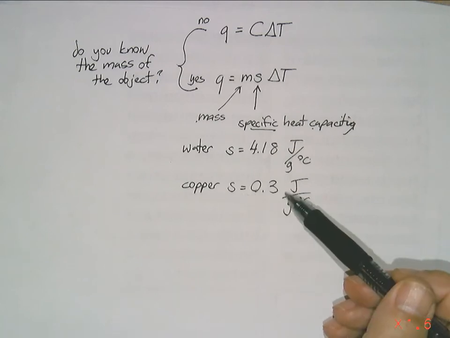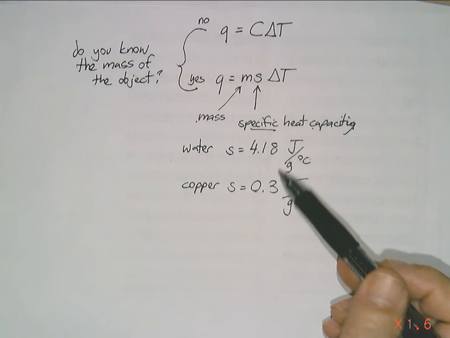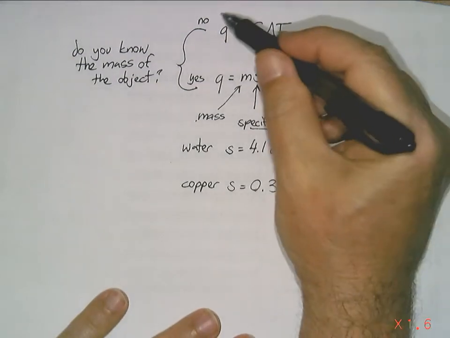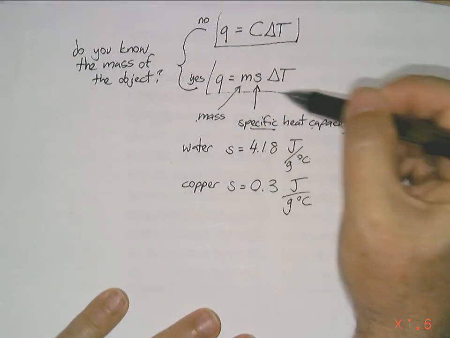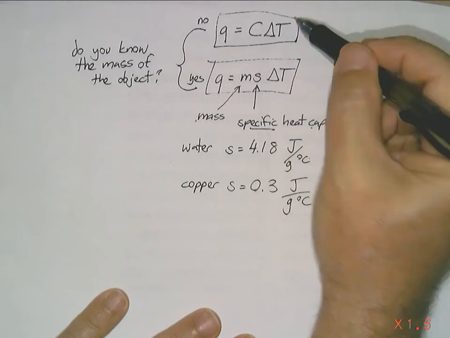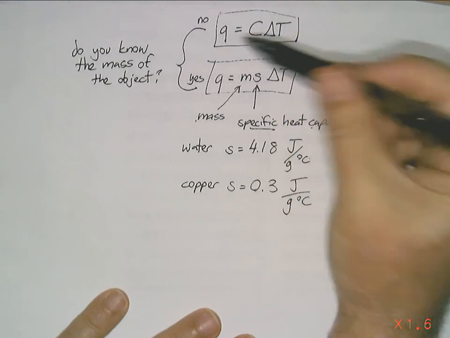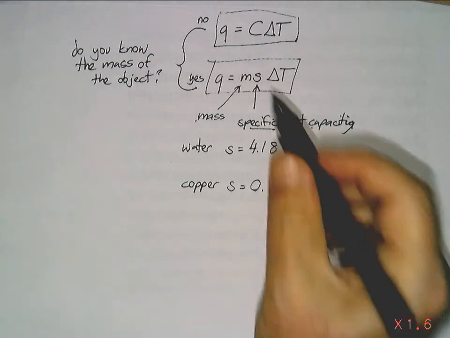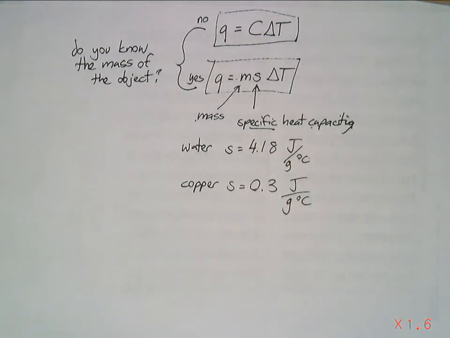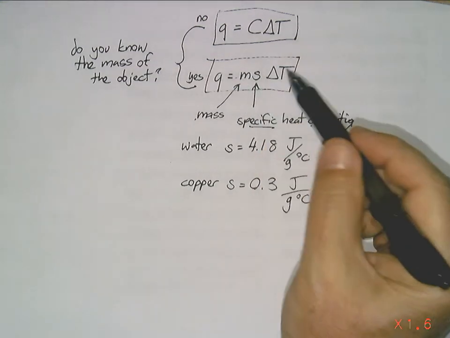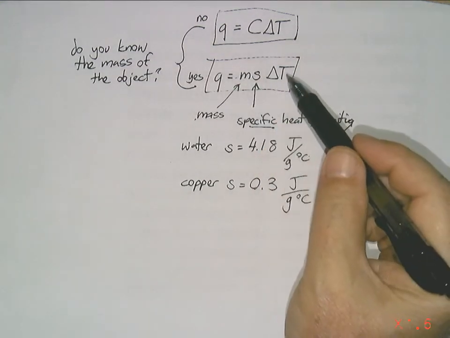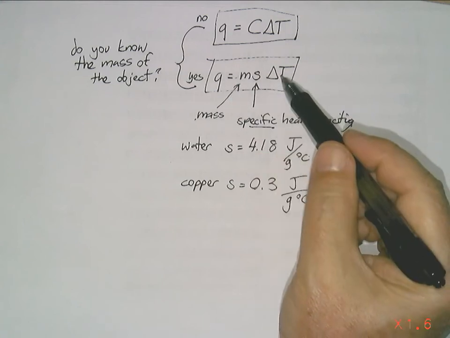Metals usually have very low specific heat capacities. Water has an unusually high specific heat capacity. So now you have two tools, this one or this one. Whenever you have a problem that asks you to relate a temperature change with a heat, you can use one or the other. And in this problem, there are four things, right? I could give you any three of those things and ask for the fourth one.